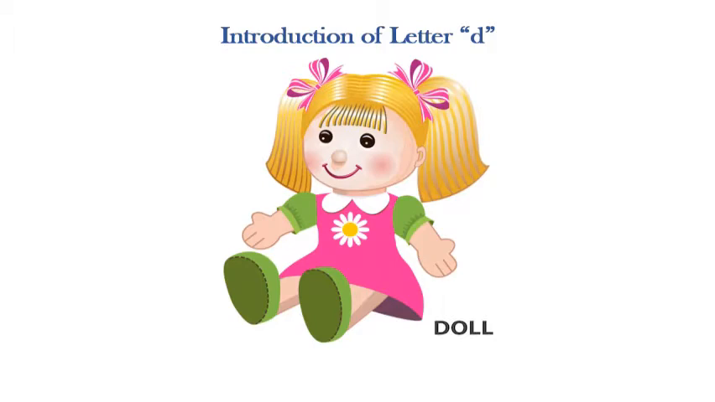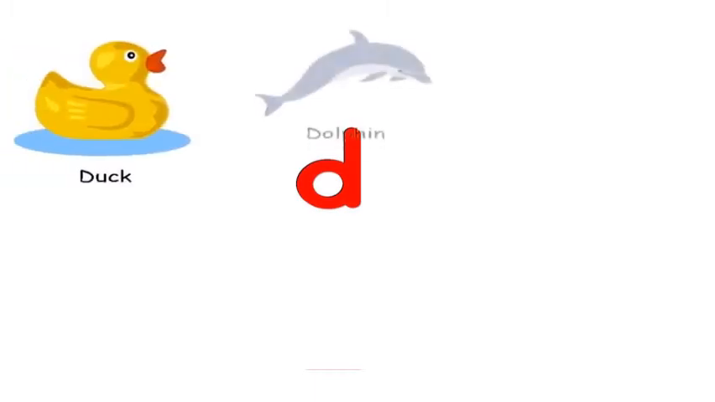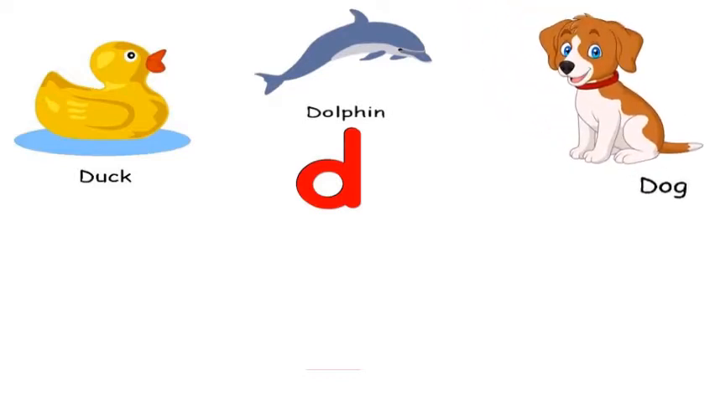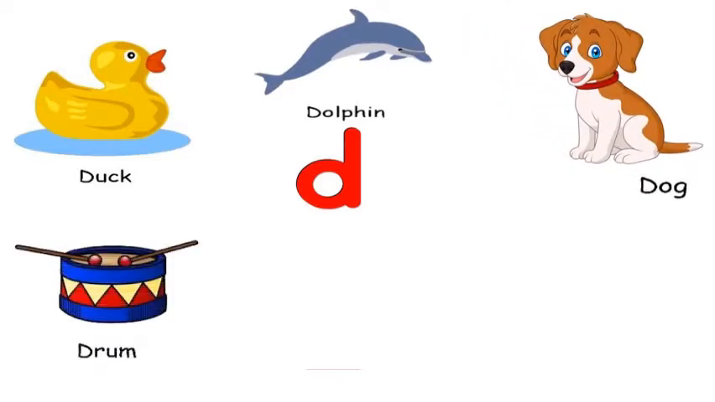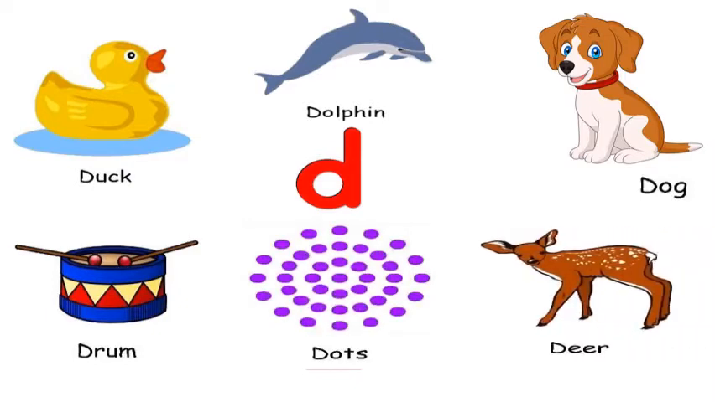Okay. Now let's see some objects related to letter D. D, duck. D, dolphin. D, dog. D, drum. D, dots. D, deer.